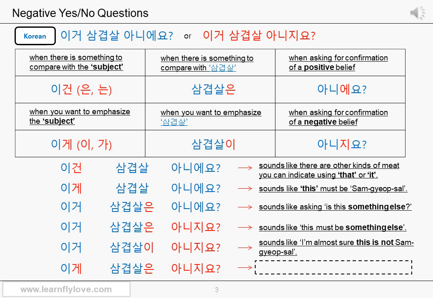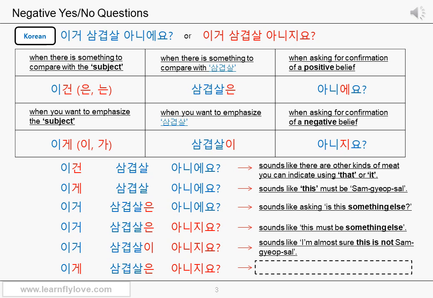The English translation is still, isn't this 삼겹살? We impose the nuance of comparing on 삼겹살. So it sounds like, is this not 삼겹살? Then is this something else? 이거 삼겹살은 아니에요? It sounds like there is something to compare with the 삼겹살, such as other parts of the pork or another kind of meat. Now you're getting it, right? Let's see the next sentence.